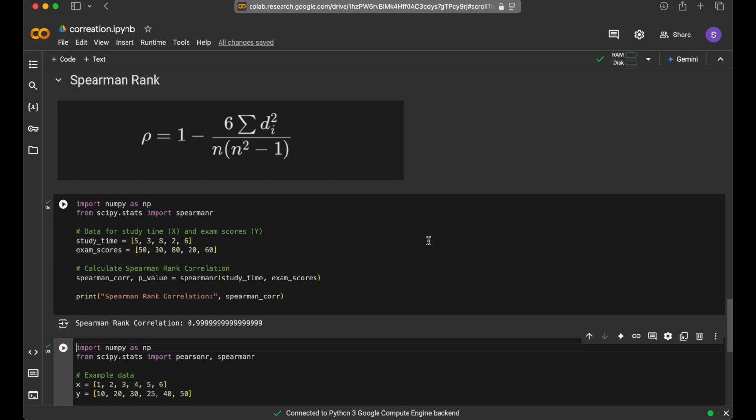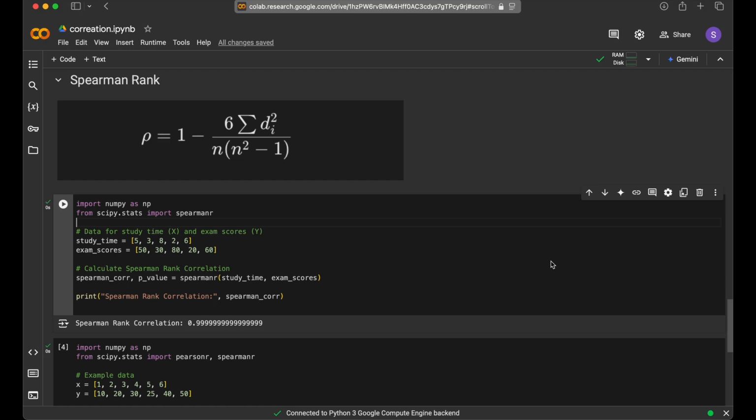In this formula, d_i is the difference between the ranks of each pair of values. So we get the ranks and check the differences between the ranks of each pair, and n is the number of pairs of data. The 6 is a constant in the formula. We use Spearman's, for example, for the relation between students' ranks in mathematics, science, social science, and marketing.